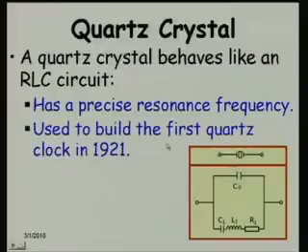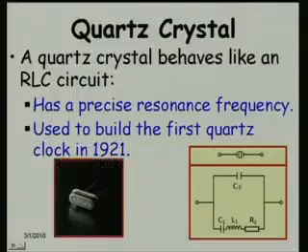Now, the first quartz clock was built in 1921 using this principle, and now you find it in the form of an IC mounted on the motherboard of a computer.